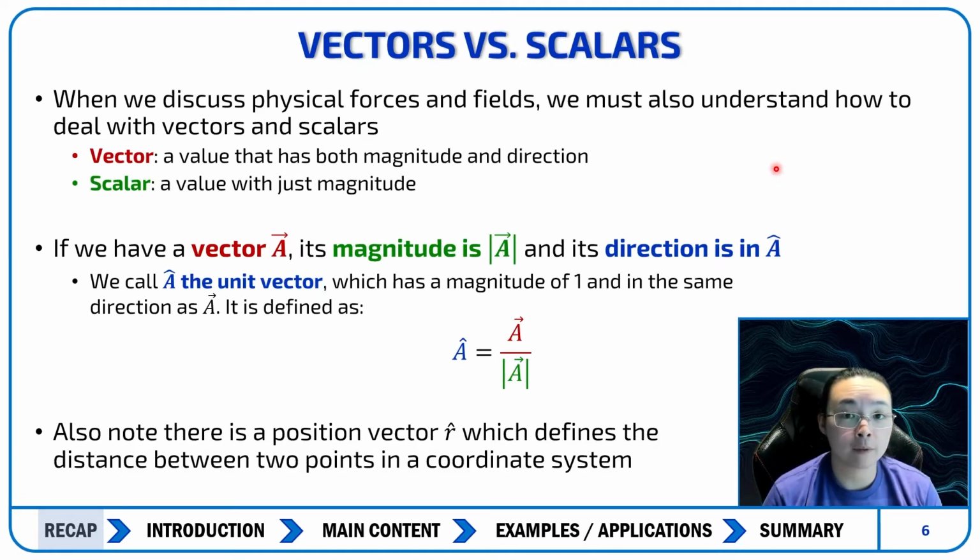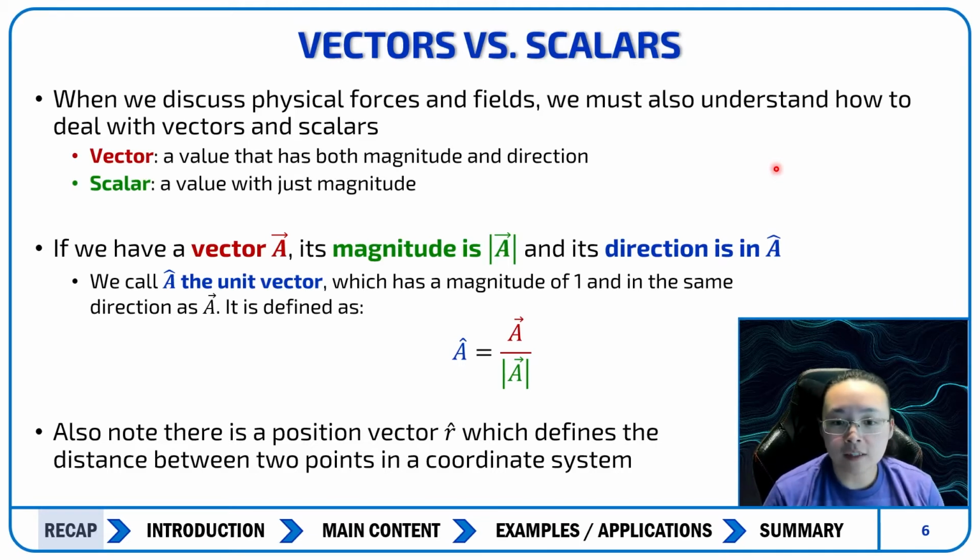Now, a scalar is just a number that has a magnitude and no direction. With vectors and scalars, we also know that there are dot products and cross products. Dot products are those with scalars as a final value, and cross products will end up with a vector.